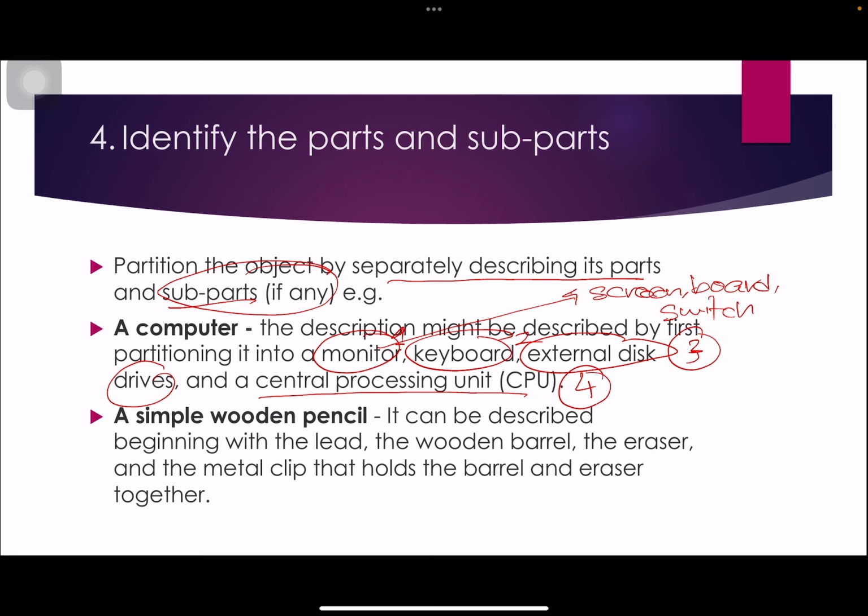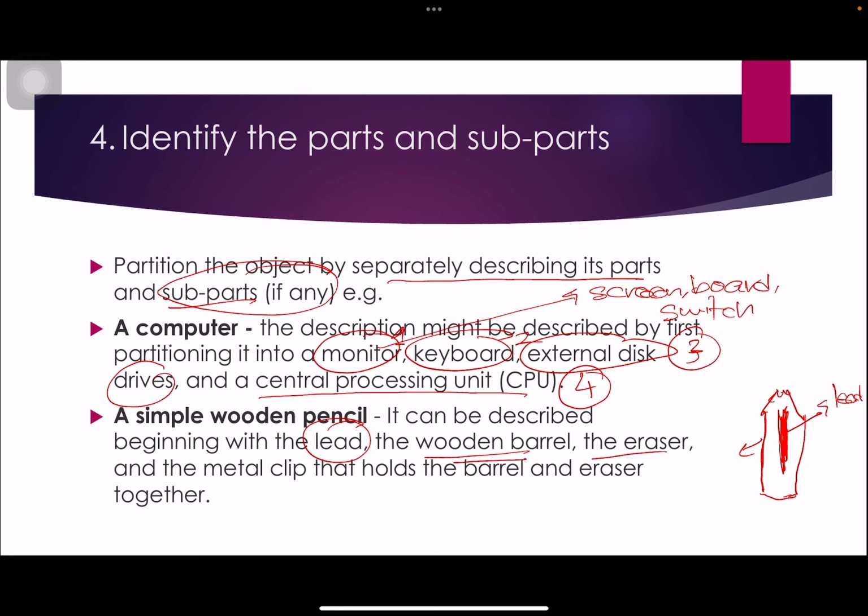For a wooden pencil, we're going to begin with the lead. The lead is the core in the middle of the pencil, the one in black. And then you have the wooden barrel. I'm not really good with drawing, but I am trying my very best to draw it for you. So this is going to be the pencil. This is the wooden barrel. This is the lead over here.